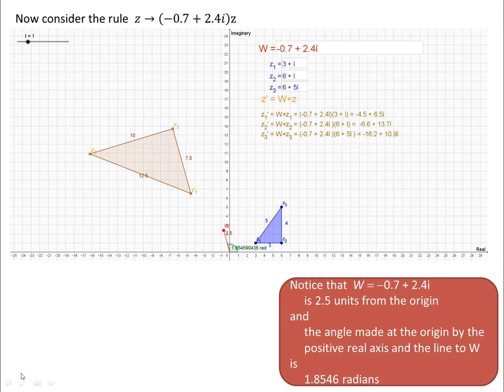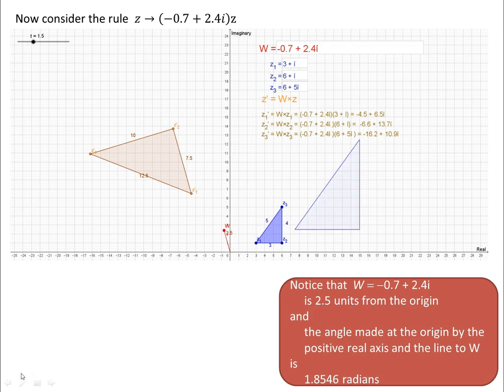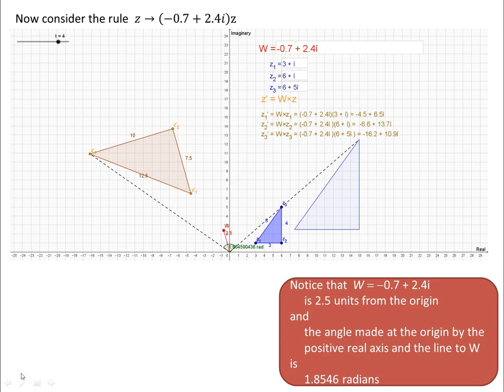together with a rotation. So we'll add an enlargement of the original triangle with scale factor 2.5 to the diagram, which is there. And then if we consider the image of Z3 in the enlarged triangle and the image of Z3 in the brown triangle, we can observe that the angle that Z3 has turned through is 1.854 radians.